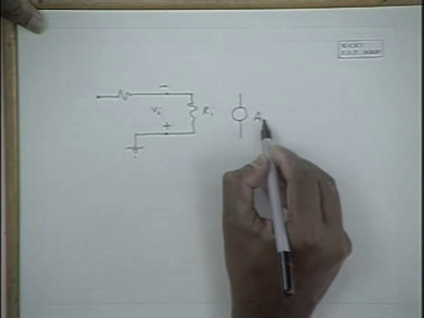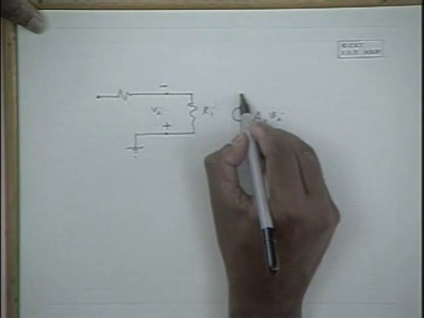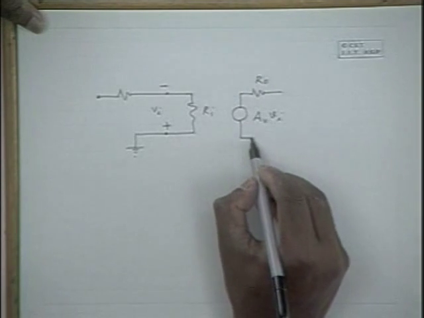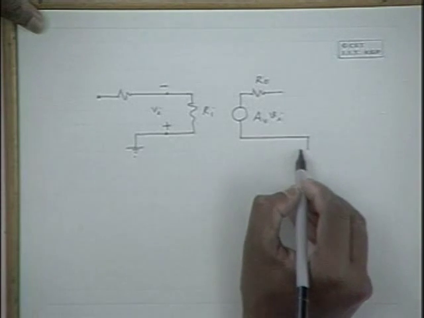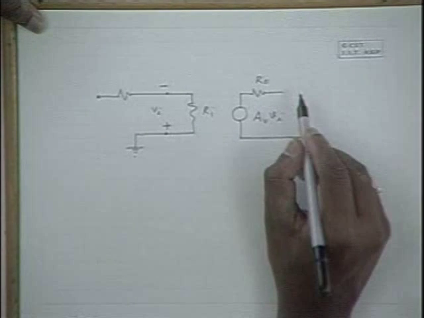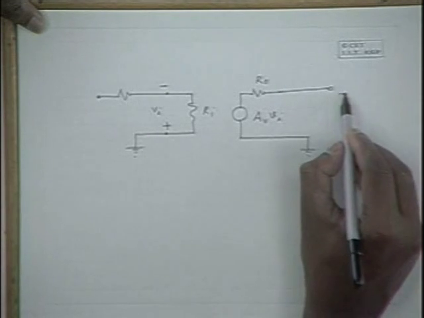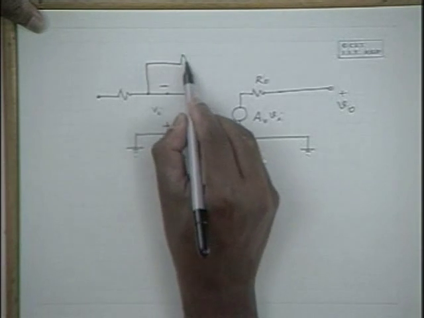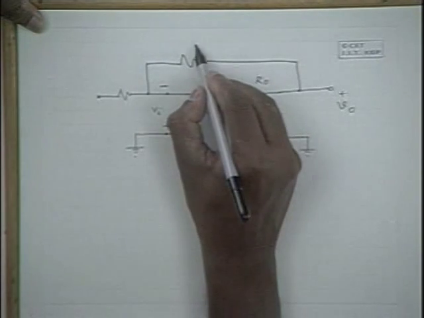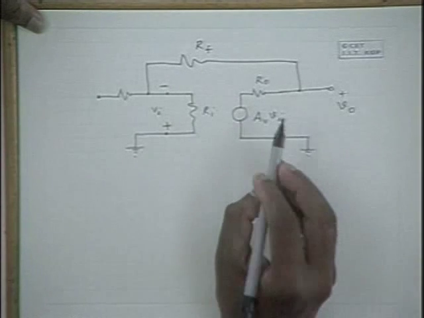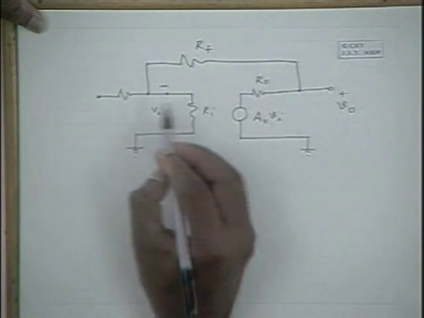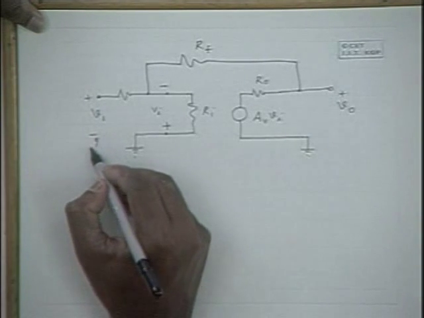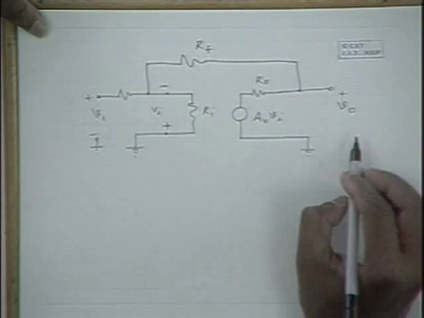Now at the output we have AV times Vi as the voltage source and R0 as the output resistance, and this terminal is connected to the ground, and this is the output potential V0. Between this terminal and the output we have the feedback resistance RF. Now given AV, Ri and R0, we can determine how much gain we can get.